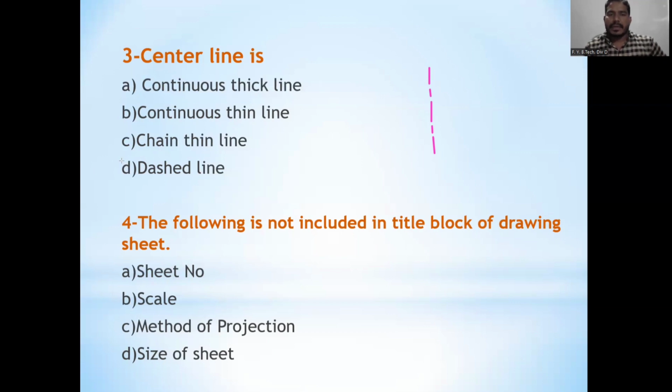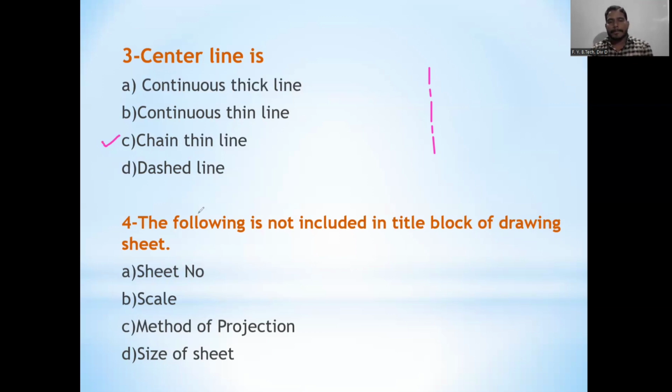So that's why option C will be correct. Getting it? The center lines we draw by using the chain thin line. Option A will not be correct, because the continuous thick line is not used for this. Continuous thin line is not possible because it is used for the projection line. Dashed lines are also not possible, because we use them for showing hidden content. So option C will be correct.